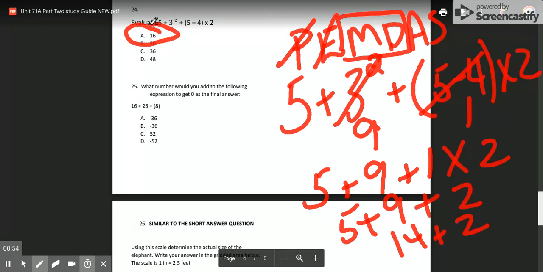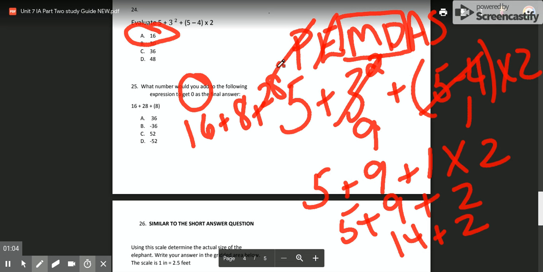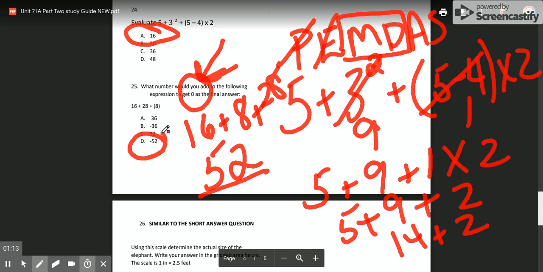25, it wants to know what do you add to it to get 0. So if I add these numbers, 16 plus 8 plus 28, that would get me 52. 52 is not the answer because I have to get to 0. So what would I add to 52 to get to 0? I'm going to do the opposite then, and I do negative 52.